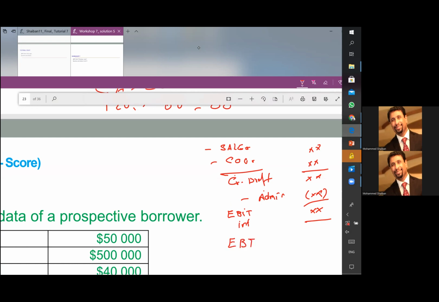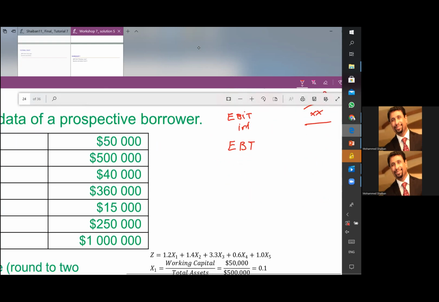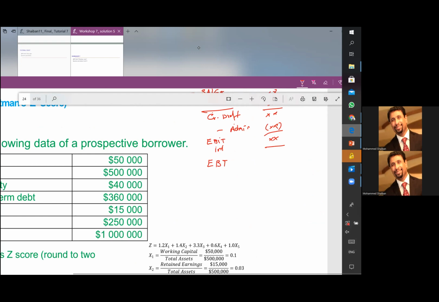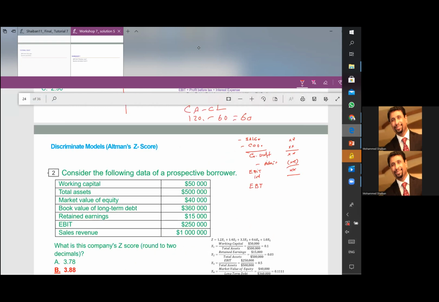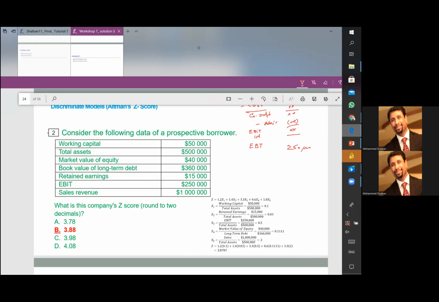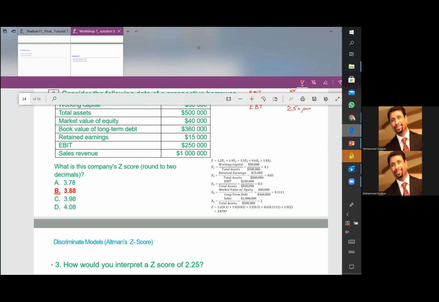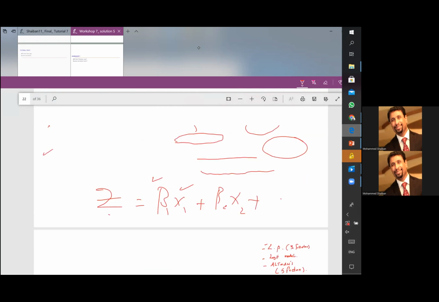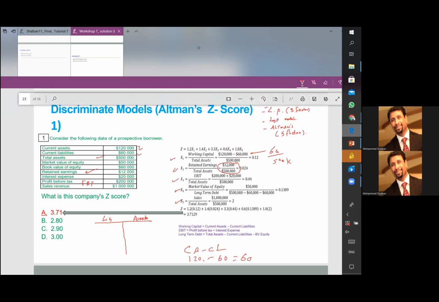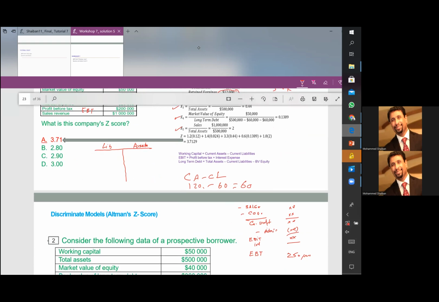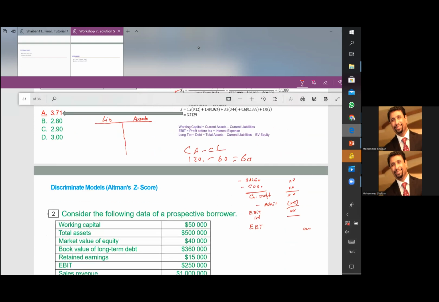Now these people are telling me earning before tax is actually 250,000, which is this one. I don't want this one. $200,000, sorry. 200,000.